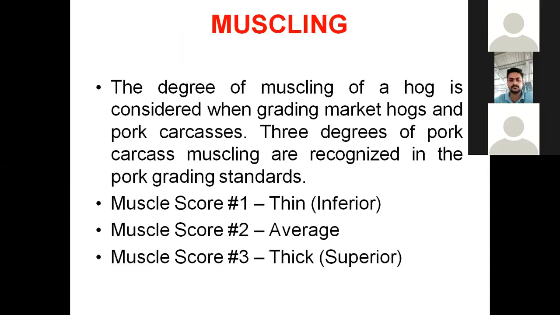So muscling, we already talked about that. We just see it visually. The score we can use is 1, 2, and 3, that is thin, average, and thick. We can give these scores just by visualizing the live animal. You can see how the ham is developed compared to the loin, how the rib area is, how the legs are apart. All these factors you can take and score it.